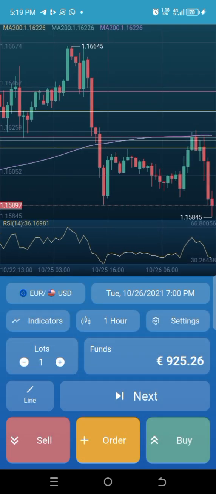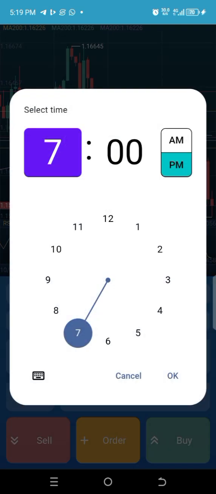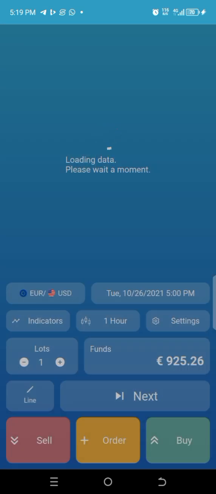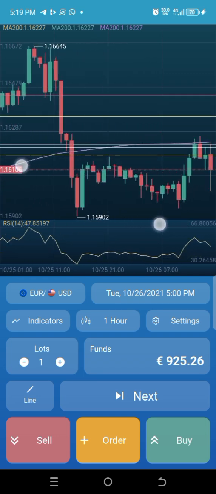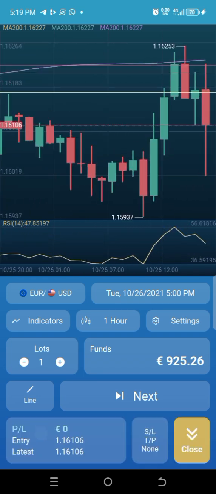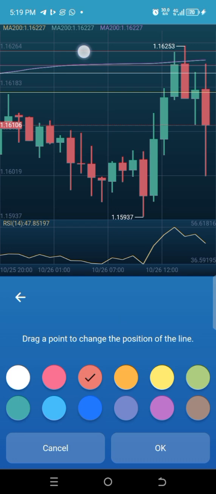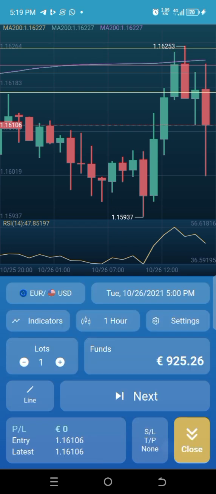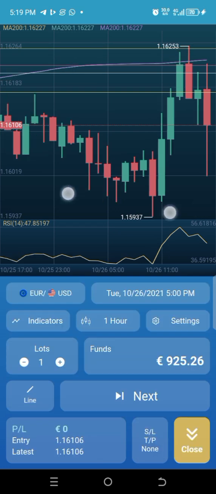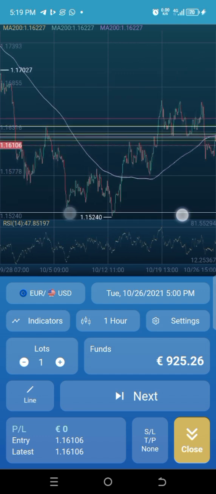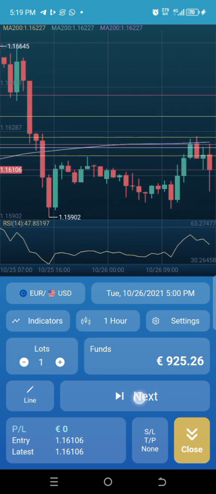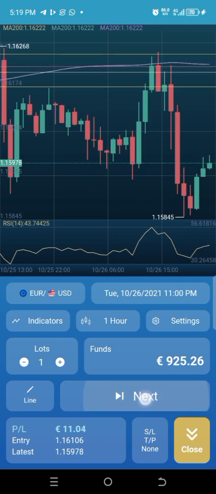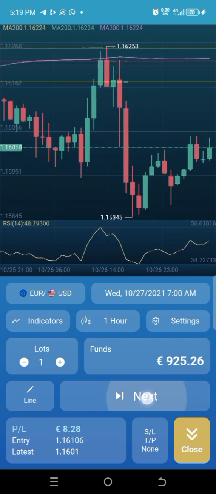Not yet. One more time. Yes, I'm supposed to enter right there. So it's a sell. My stop loss would be just here, right here. So let's wait and see. My target is right here. I may be wrong, but let's wait and see.